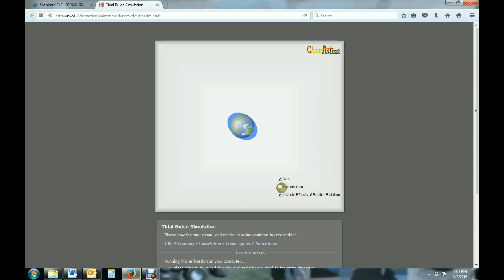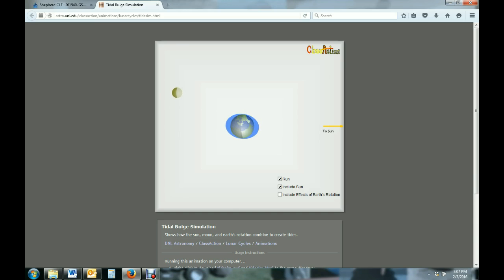Now, certainly the moon is the big cause of the tides on the planet, but it's not the only thing out there. Another big player in our tides is the sun. So let me include the sun. In this simulation, the sun is assumed to be this way. So if you look, the lit part of the moon always faces the sun, as does the lit part of the Earth.